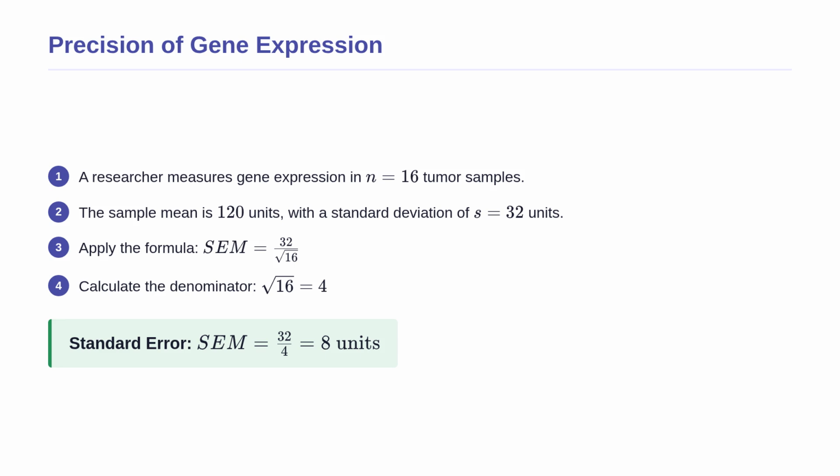This means that if we were to repeat this experiment with different batches of 16 tumors, our calculated mean would typically fluctuate by about 8 units from the true overall average.